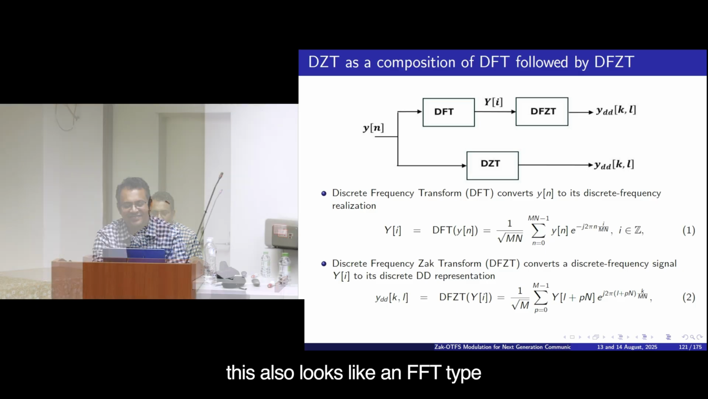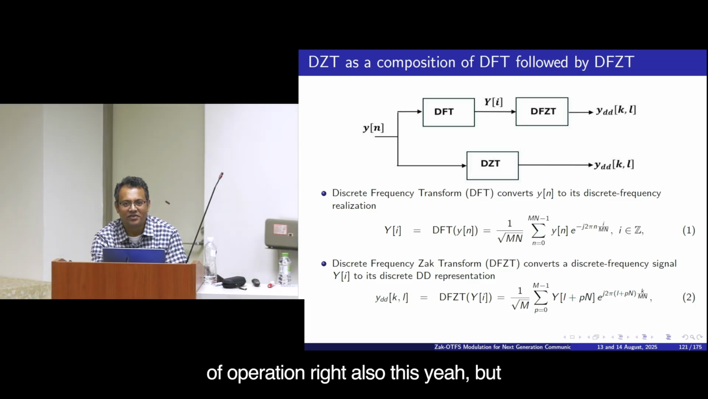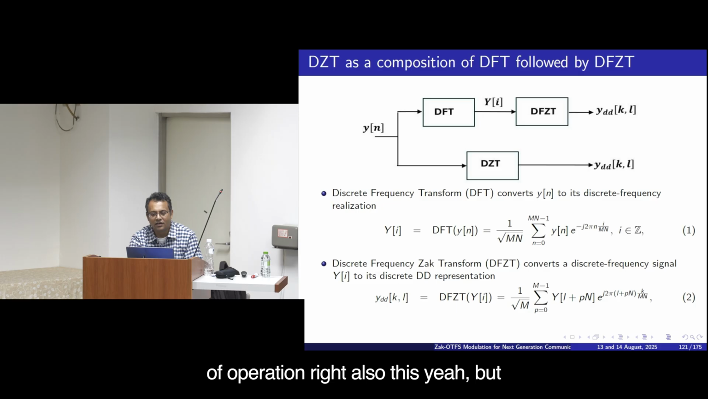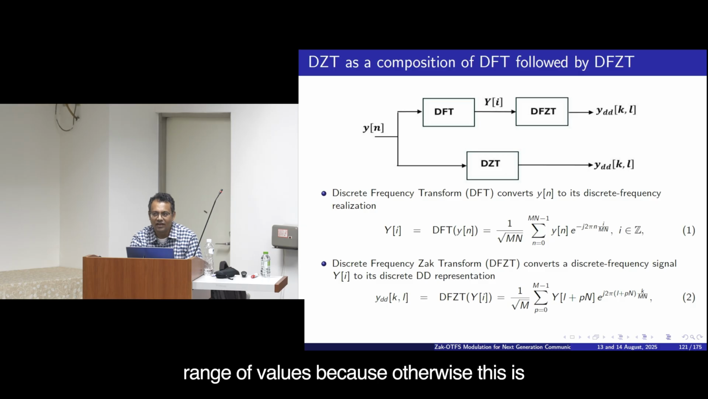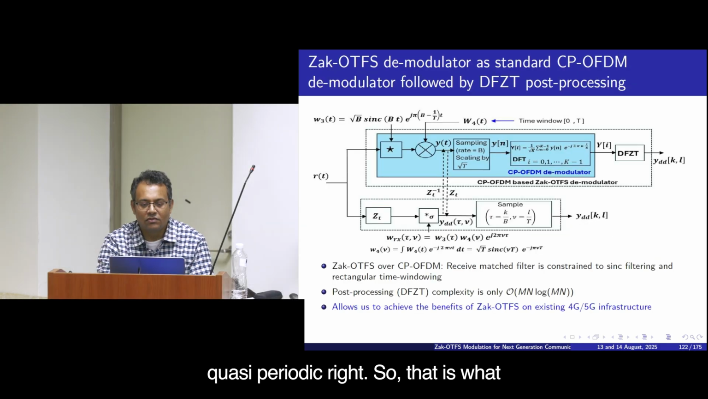And this is the equation for it. This also looks like an FFT type of operation, right. That is a 1D signal, but the left hand side is a 2D signal. Yes, exactly, that is the difference, right. So now you need to calculate this only for k going from 0 to M minus 1 and l going from 0 to N minus 1, right. You only need to calculate for that range of values, because otherwise this is quasi-periodic, right. So that is what I do.